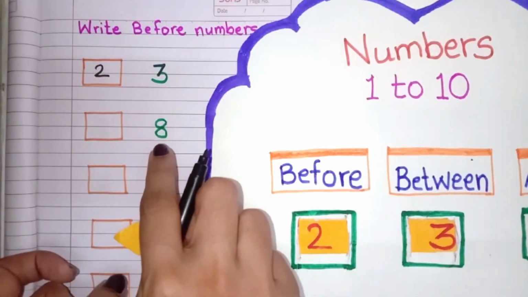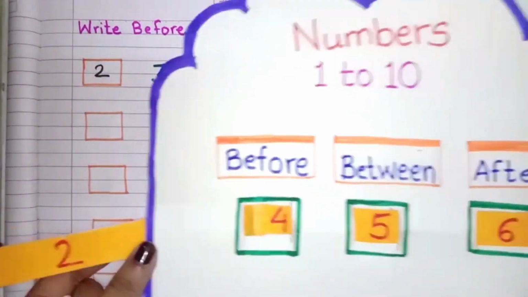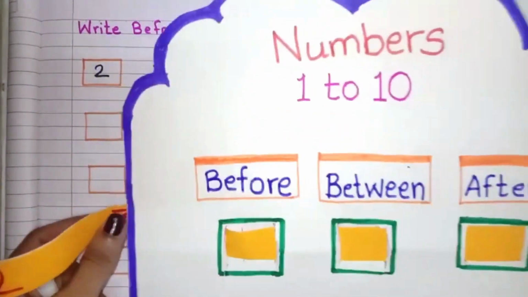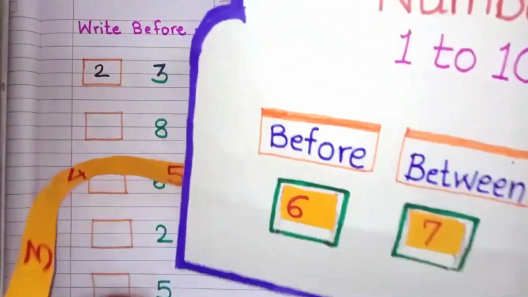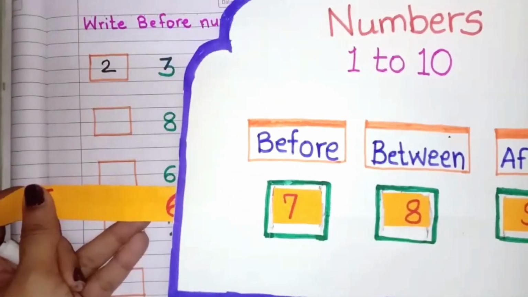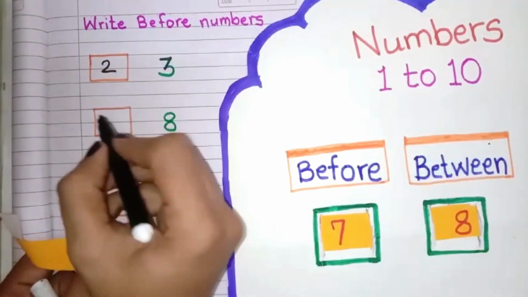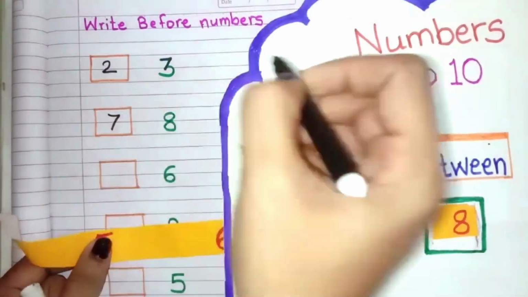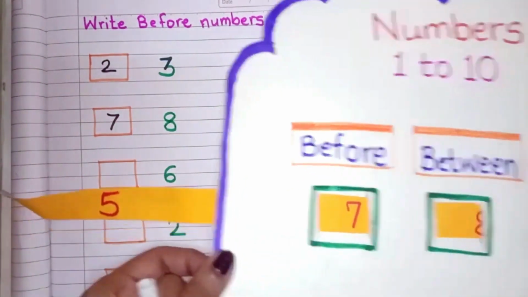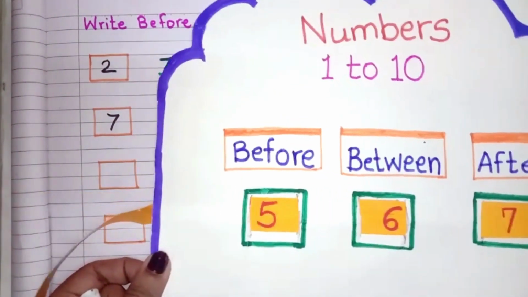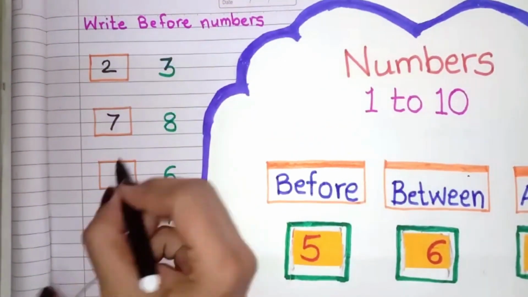Now tell me which number is before 8? You have to simply drag the strip. Which number is before 8? Before 8 number is number 7. Let's write down number 7 here. Now tell me which number is before 6? Before 6 is number 5.